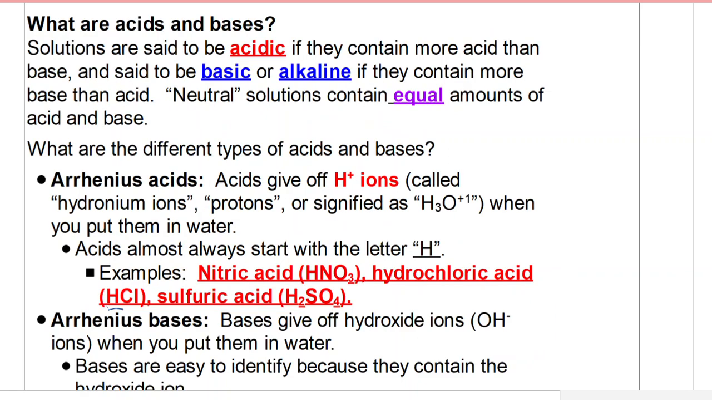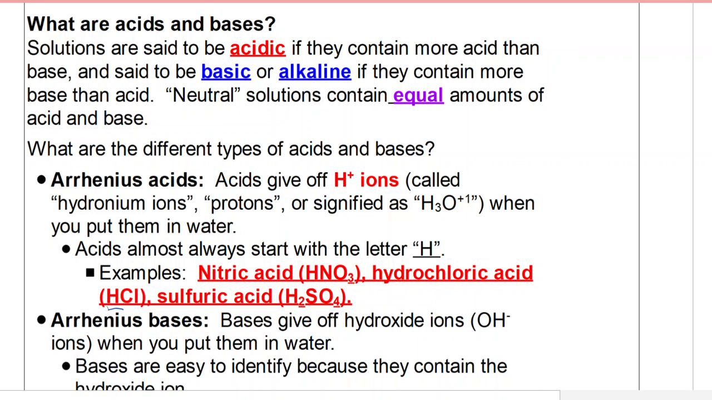So what are acids and bases? Solutions are said to be acidic if they contain more acid than base, and they're said to be basic or alkaline if they contain more base than acid. If you remember back to our groups on the periodic table, we have the alkali metals and the alkaline earth metals. There is a reason for that, because when those are added to water, they form bases, so the words go hand in hand. And then neutral solutions contain equal amounts of acids and bases.